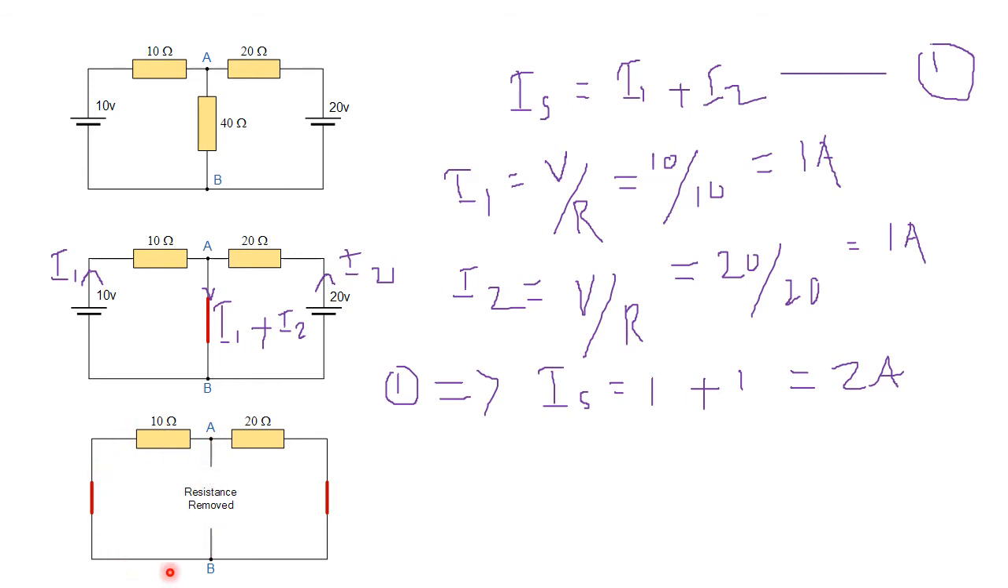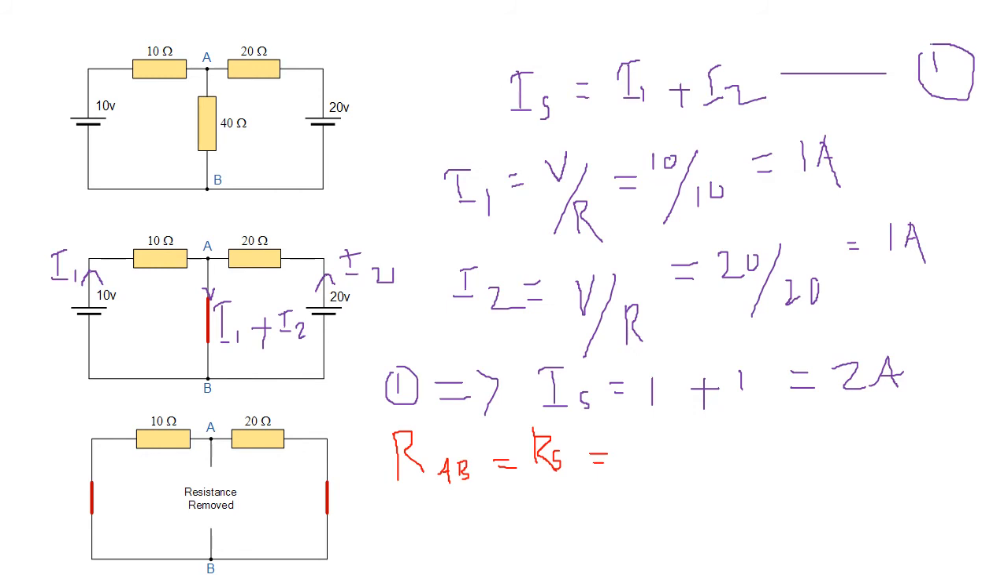Now there are two resistors in between point A and point B. These two resistors are in parallel form. These 10 ohm and 20 ohm resistors are in parallel in between point A and point B. So now I need the equivalent resistor in between point A and point B. That would be equal to RS.